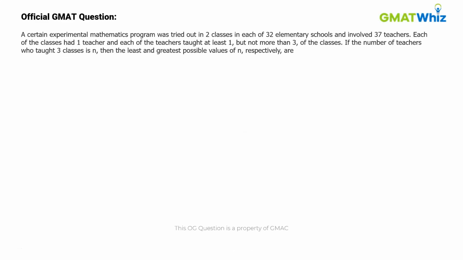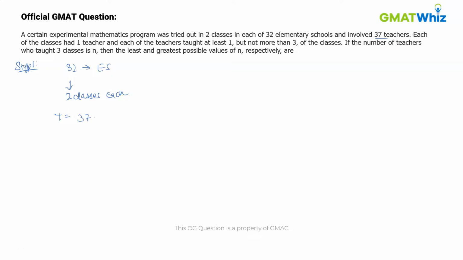Now in this question we are given that a certain mathematics program was tried out in 2 classes. So let's write down the information as we read the question. There are 32 elementary schools and each had 2 classes. It involved 37 teachers. So the number of teachers is equal to 37.